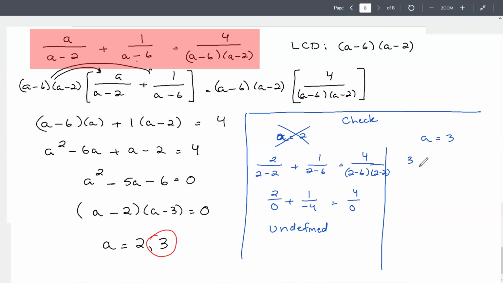If we do the 3, then we have 3 over 3 minus 2 is just 1, plus 1 over 3 minus 6, that's going to be negative 3. And then 4 over 3 minus 6 is negative 3 times 3 minus 2 will just be 1. So I end up with 3 minus 1/3 equals minus 4 over 3. Just checking my answers here. Yeah, we're okay. Just checking it.